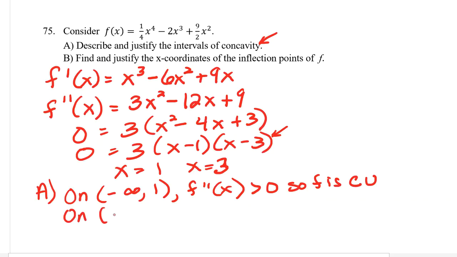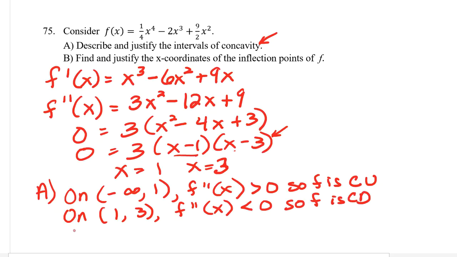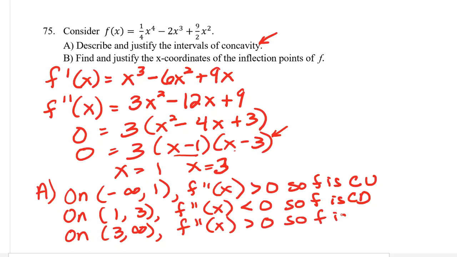And then we expect on the next interval that it will change signs since it's a single root. So if we try the number 2, we can see that the first factor changes to positive, but the second factor is still negative. So f is concave down. And then again, on the third interval, of course, both factors will now be positive. So f is concave upward. So you need those interval tests to justify your results.